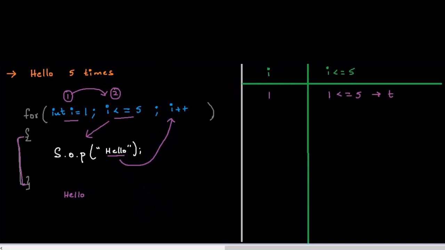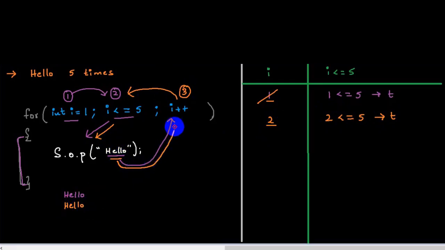After printing hello, the control will go back to i++. The i value was 1, now it will get incremented to 2. Next, step number 3, I have to check the condition again. What is my value? 2. Is 2 lesser than or equal to 5? Yes, it is true again. The control will come inside, and hello will get printed.